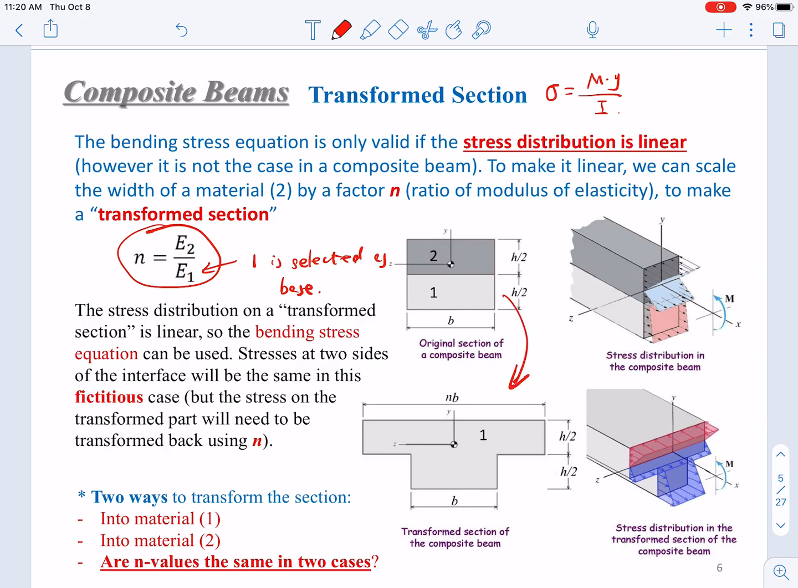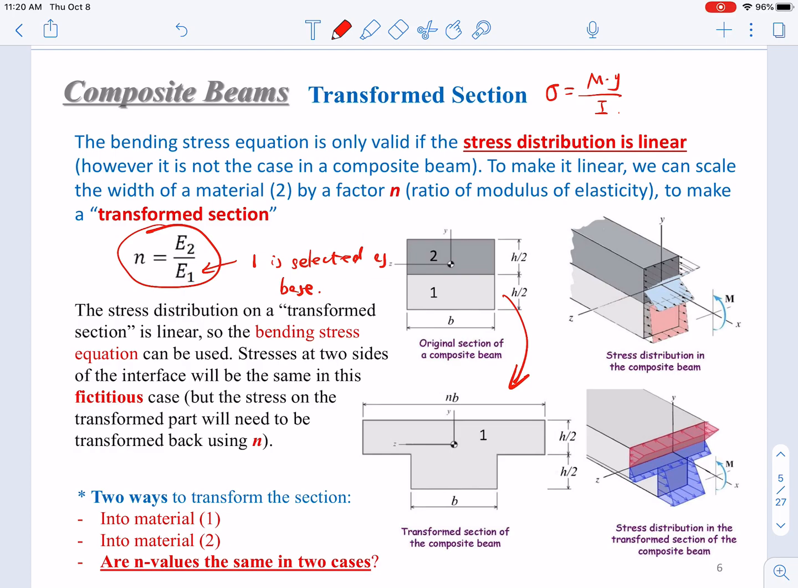We're just transforming this material 2 into material 1, as shown here. So in the beginning, it's a rectangle cross section, but after transformation, it becomes a T shape. And we already know how to deal with a monomaterial T shape cross section, right? We just use these two equations, two tables to determine y bar and I.